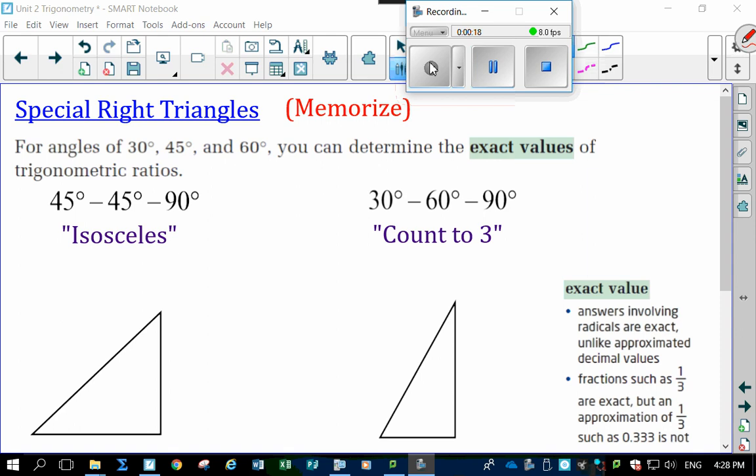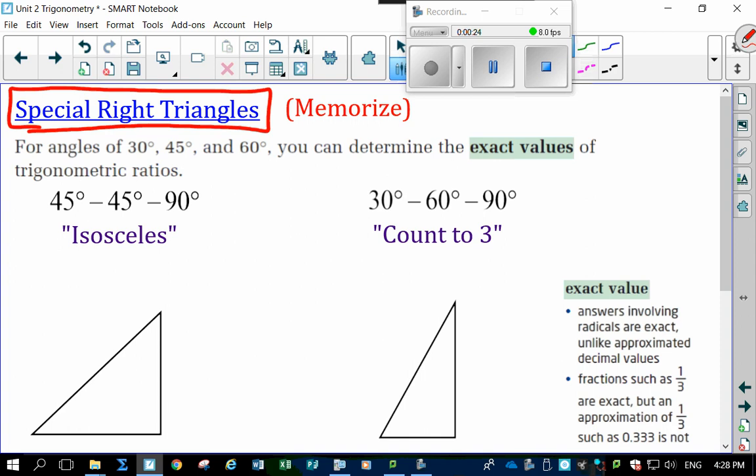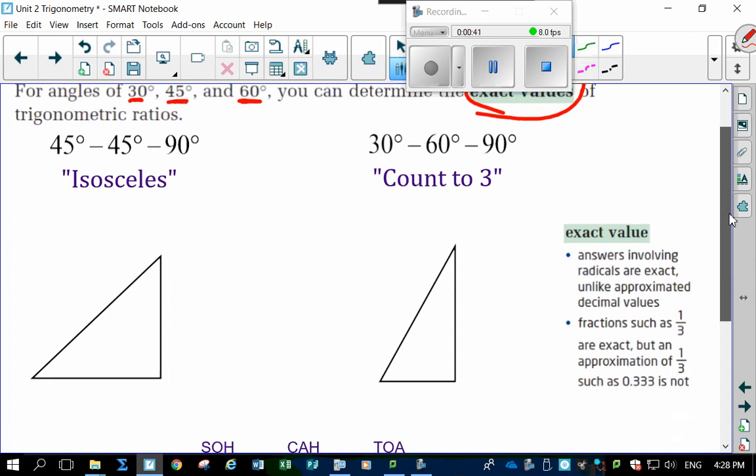This is called special right triangles. That becomes extremely important in Math 30-1 and 30-2. And this is for anything that has an angle of 30, 45, and 60. You can actually determine the exact values. And you're probably saying, wait a second, what do you mean exact values? Are we dealing with roots again? Oh yeah, baby, we certainly are. Take a look at this one.